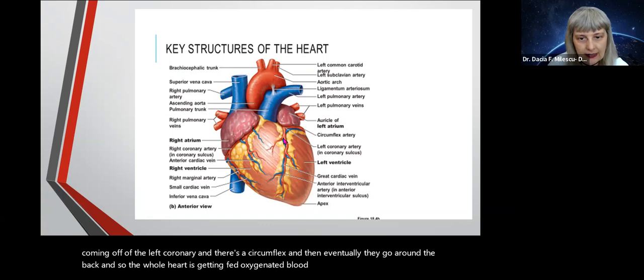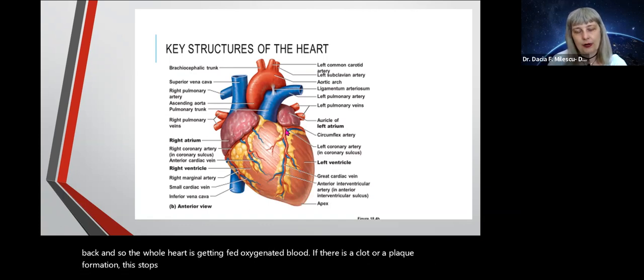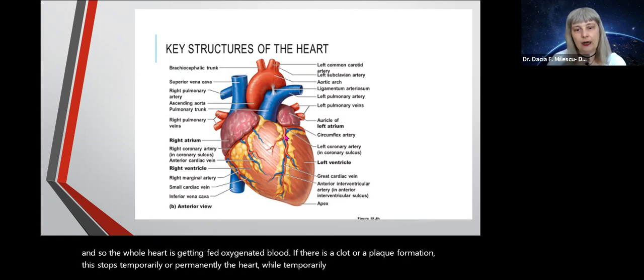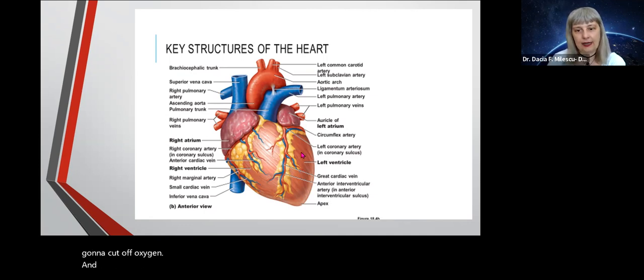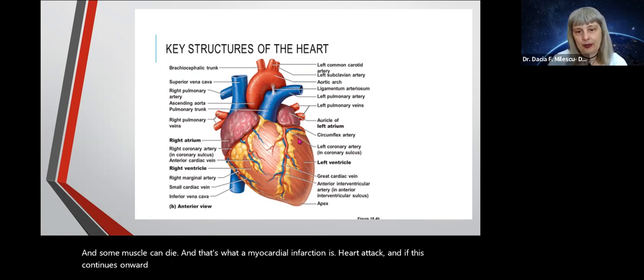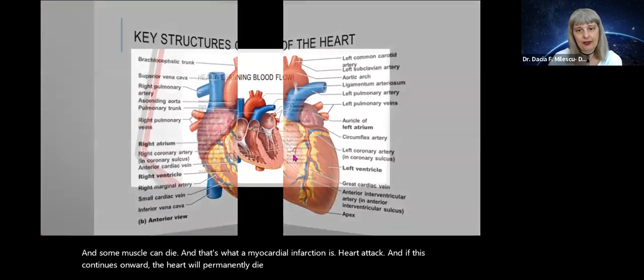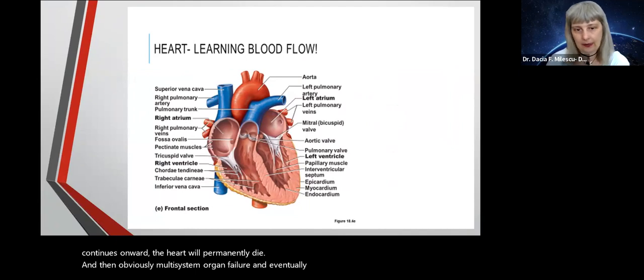If there is a clot or a plaque formation, this stops temporarily or permanently the heart. Well, temporarily, the plaque formation is going to cut off oxygen, and some muscle can die, and that's what a myocardial infarction is, a heart attack. And if this continues onward, the heart will permanently die. And then obviously multi-system organ failure, and eventually brain death and death.